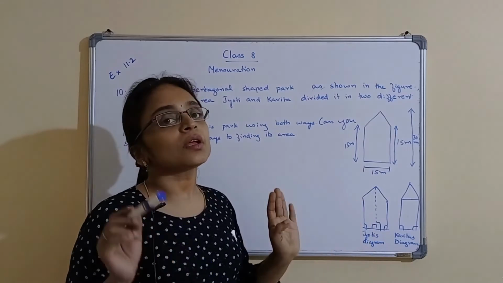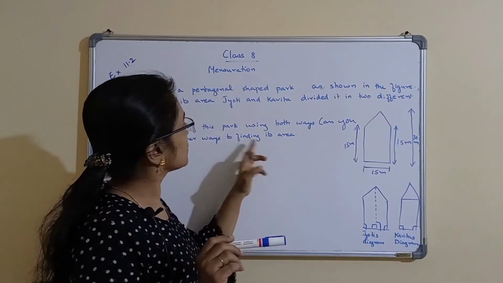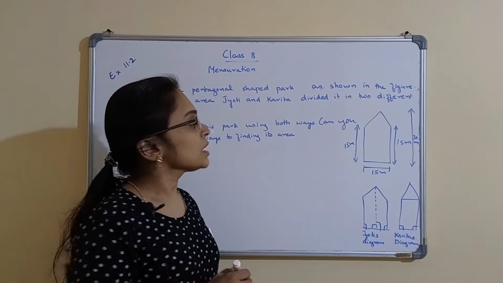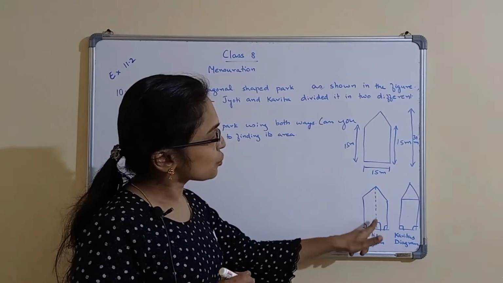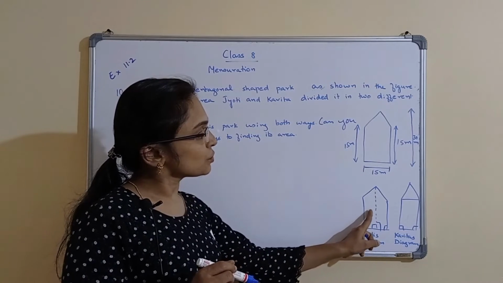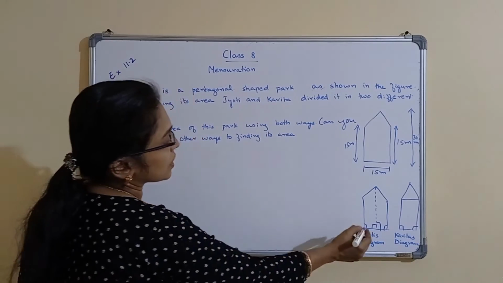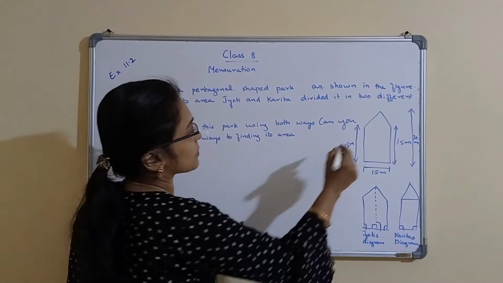We have to find the area by using both ways, and we have to suggest some other way to find its area. Okay. So first is Jyoti's method. She has divided it into two trapeziums. Right. So we can divide this into two trapeziums.